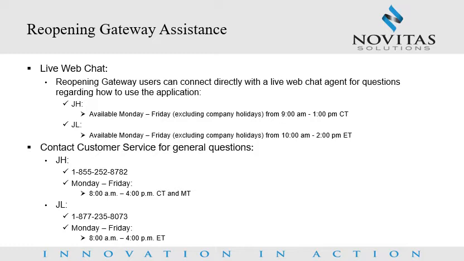For general questions, contact customer service. JH at 1-855-252-8782, Monday through Friday, 8 a.m. to 4 p.m. Central Time and Mountain Time. JL, call 1-877-235-8073, Monday through Friday, 8 a.m. to 4 p.m. Eastern Time.